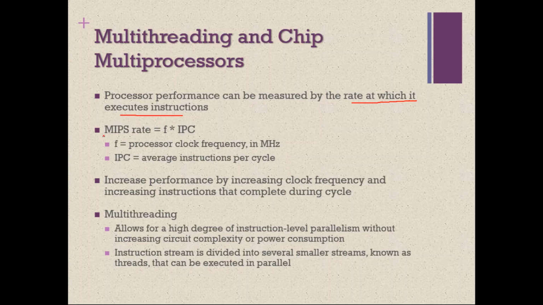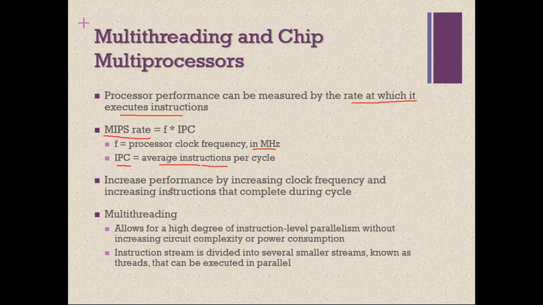And it can be given as the MIPS rate. MIPS stands for millions of instructions per second. The MIPS rate is equal to F into IPC, where F is the clock frequency of the processor in megahertz, and IPC is the average instructions per cycle. IPC stands for instructions per cycle. So it is an average: on average, how many instructions will be executed per cycle.